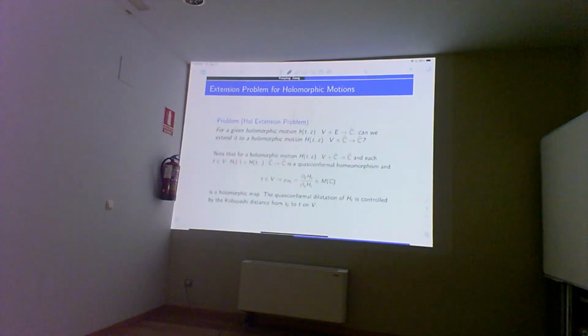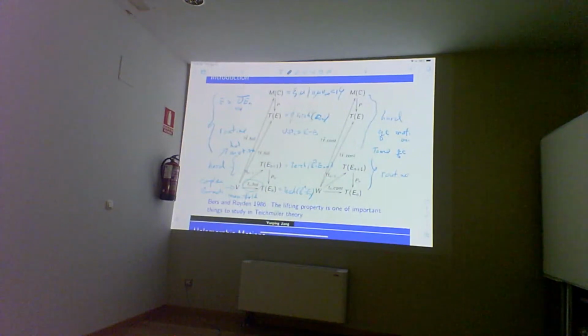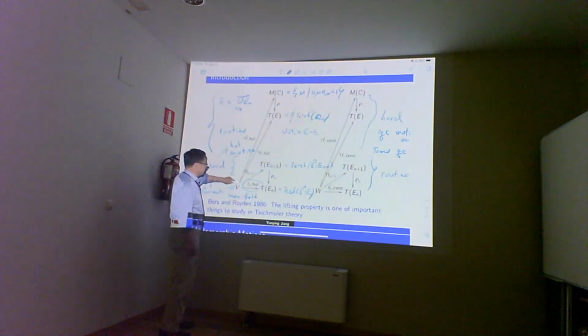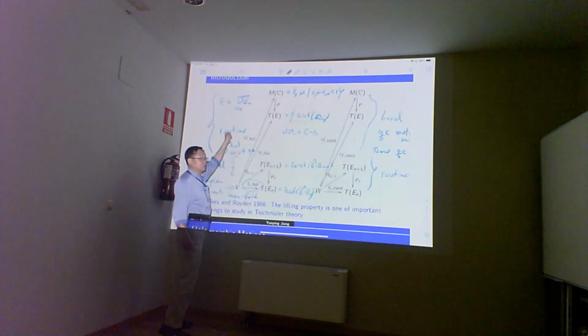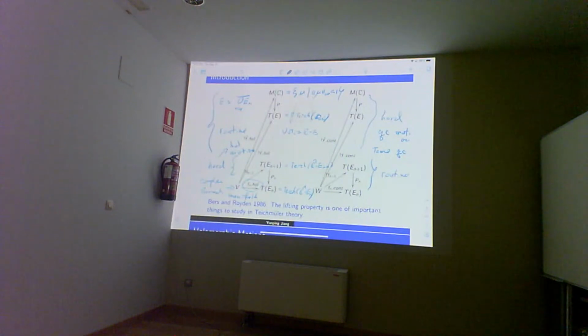So that is actually what I just said in this diagram. From here to here is actually done. As long as you can extend to here, then from here to here is actually just a normal family argument.